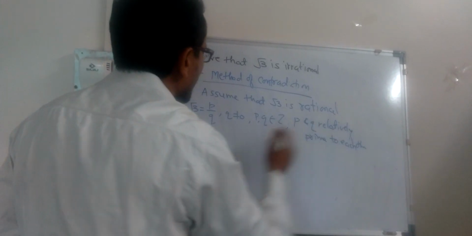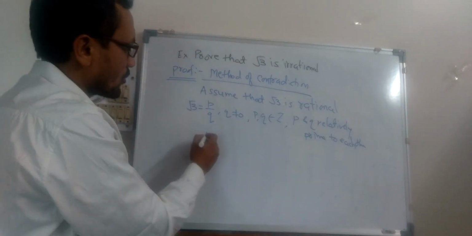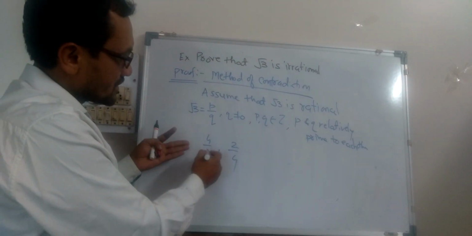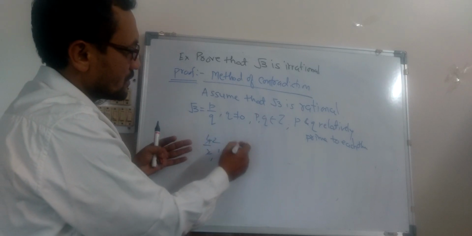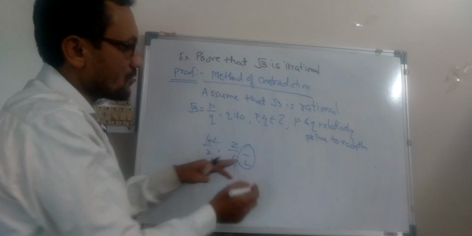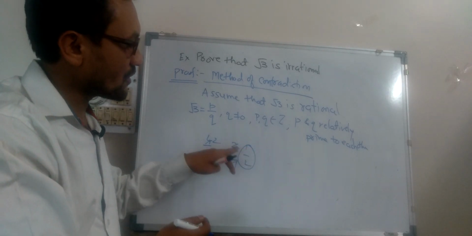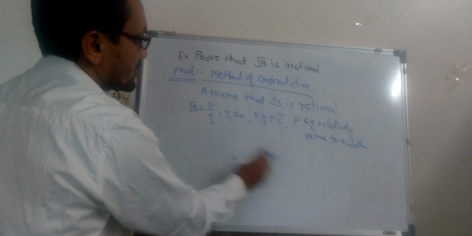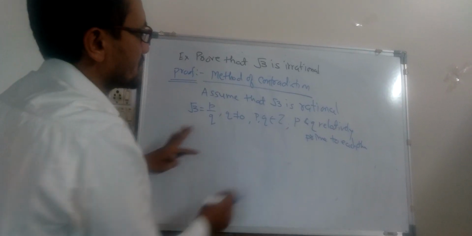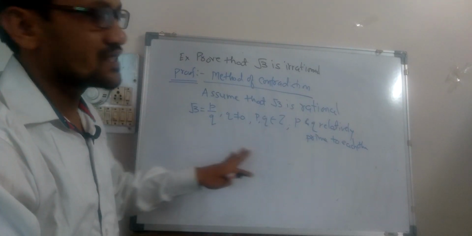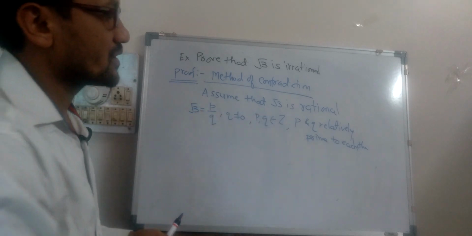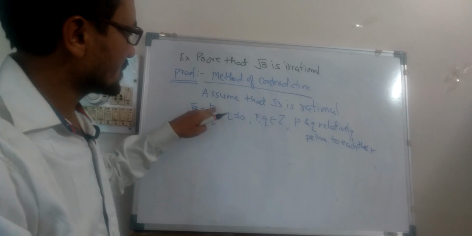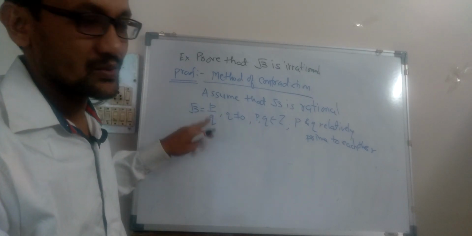What do you mean by relatively prime? It cannot be in the form of 2 by 4, because this kind of thing gets cancelled and becomes 1 by 2. So originally we have a rational number that is 1 by 2. We cannot write 2 by 4 or 3 by 6 like this because it can be simplified further. So we take p and q such that they are relatively prime to each other. There is no number common to p and q, so that is our assumption.